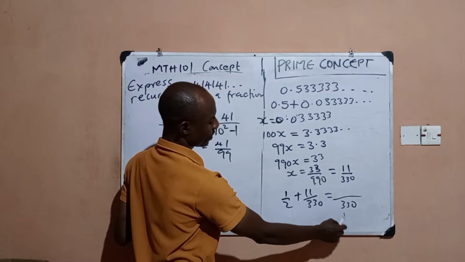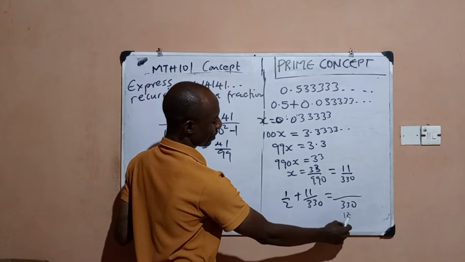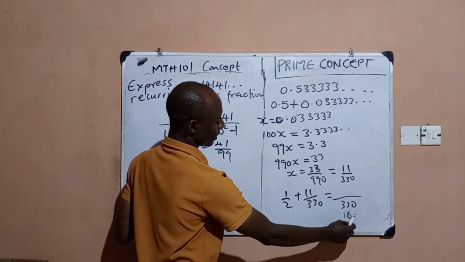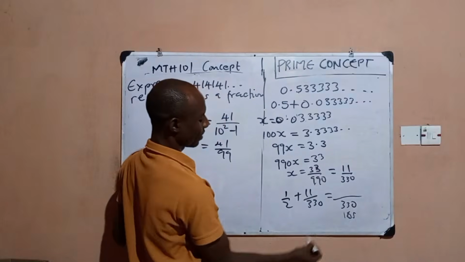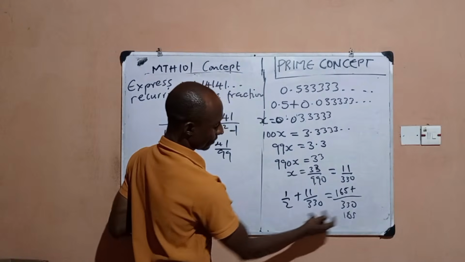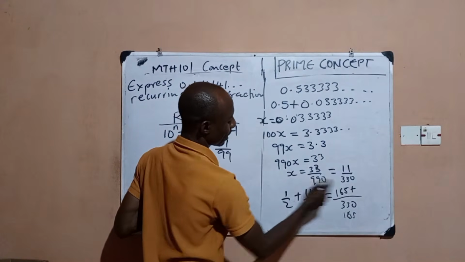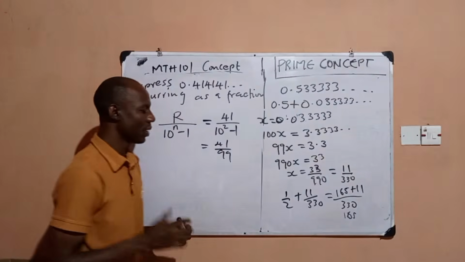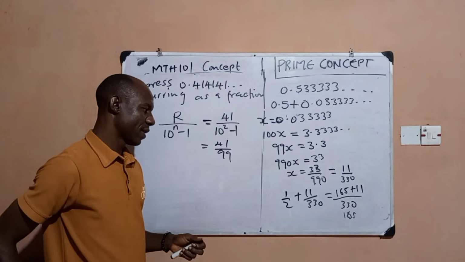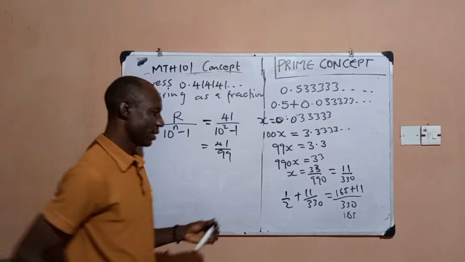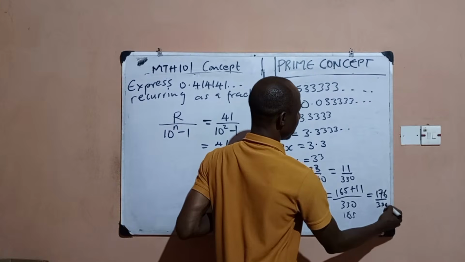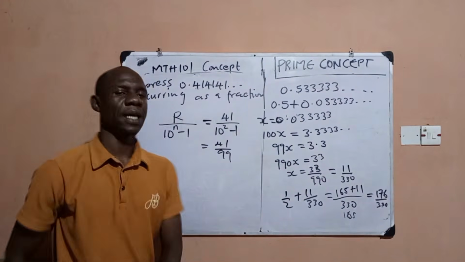2 in 12 is 6. Remember 1, put on 2 in 10 is 5. So 165. 165 plus, then this and this is 1. 1 times this is 11. So what do we have? If you add that, 10 plus 60, 70, 176. 176 over 330.